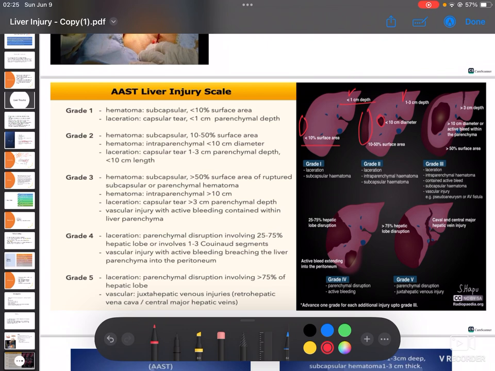If we observe grade 3, there is subcapsular hematoma involving more than 50% of the area, and laceration more than 3, and intraparenchymal hematoma more than 10 centimeter.